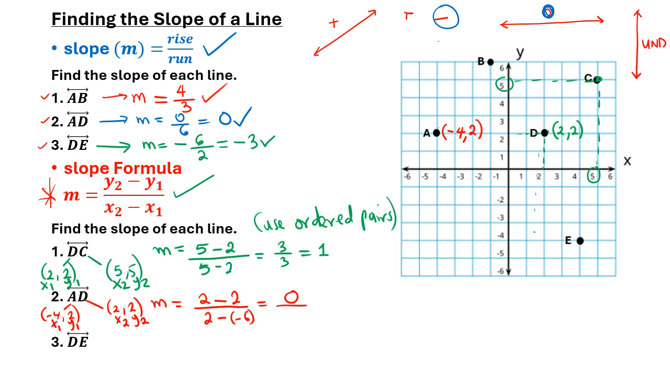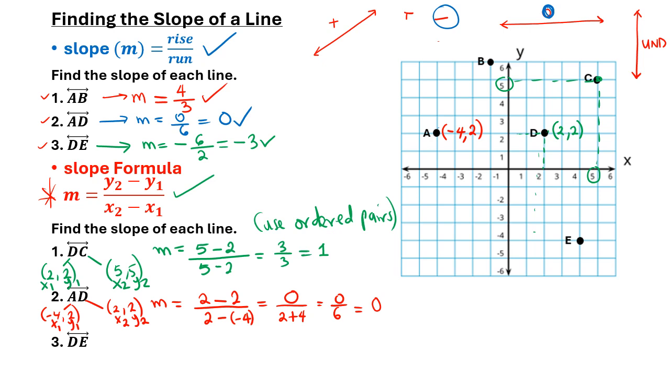Where did we get -6 from? My bad. x1 is -4. All right, 2 minus -4 will end up as 2 plus 4. So 2 minus 2 is 0, divided by 6, and 0 over 6 is going to be 0. That matches up with what we got here.